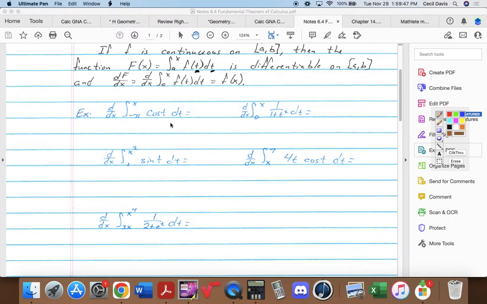So if I have a problem like this, I want the derivative with respect to x of the integral from negative pi to x. Again, this is just a constant. Doesn't matter what the constant is. All I'm going to do is take the integrand at x. It's cosine of x. Done. There is no more work that needs to be done to that. It's the derivative of the integral. The derivative with respect to x and the integral going to x simply undo one another.